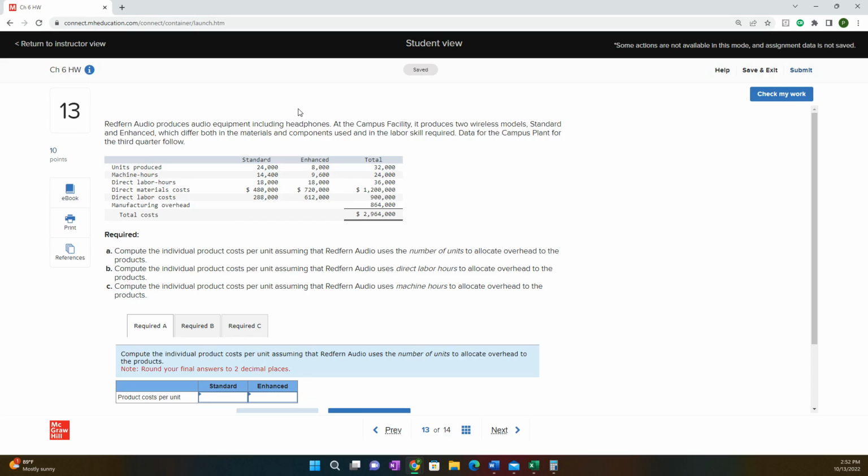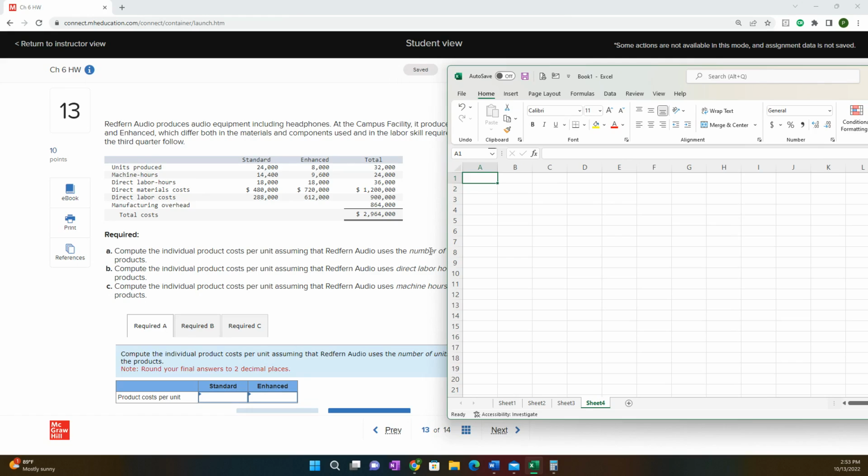So for part A, we're going to calculate the individual product cost per unit, and we're going to allocate overhead based on the number of units. So the question here tells us that the overhead is $864,000, and the number of units in total is 32,000. So if we do $864,000 divided by 32,000 units, that gives us $27 per unit. So that'll be our overhead allocation rate.